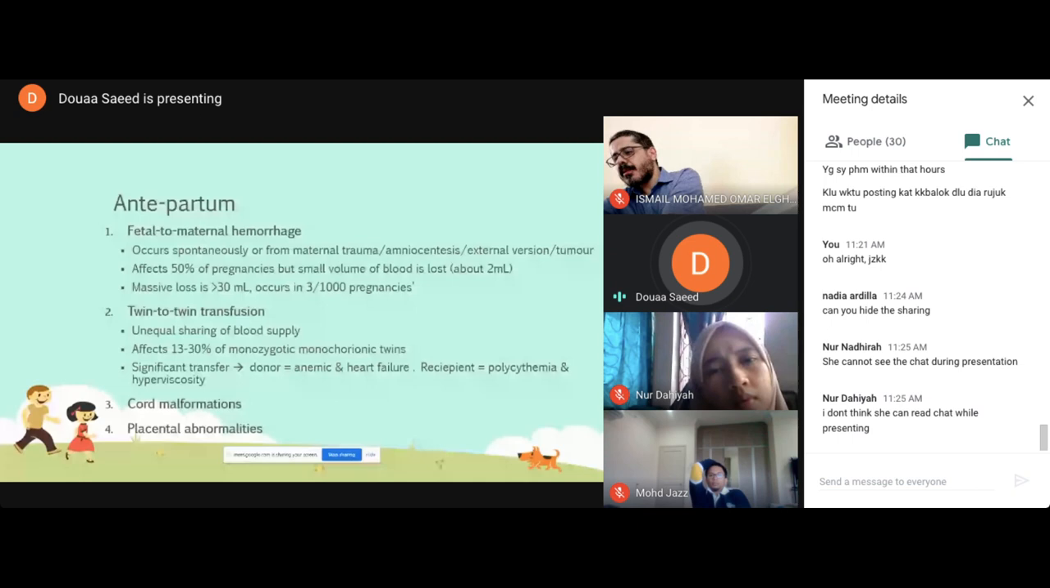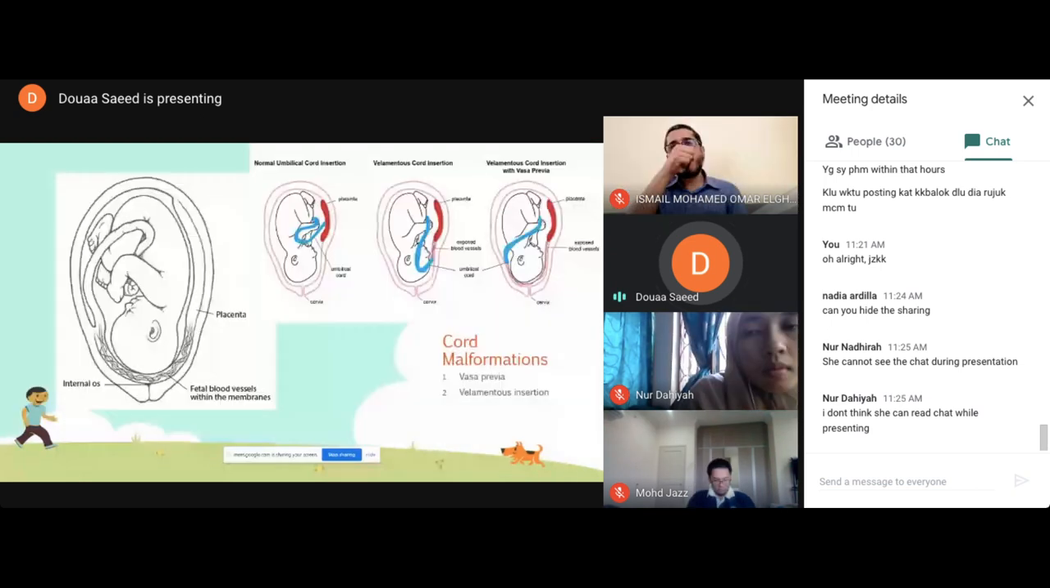Okay, and for the velamentous insertion, as you can see in the second picture, there's three. The first one is normal, where you can see that the umbilical cord is coming out of the placenta and into the baby. And then in the second picture, you can see that the cord is actually coming out a little bit away from the placenta. So in that space, there'll be exposed blood vessels, and it becomes worse when it's with vasa previa as well.